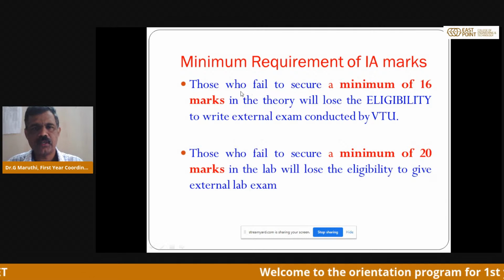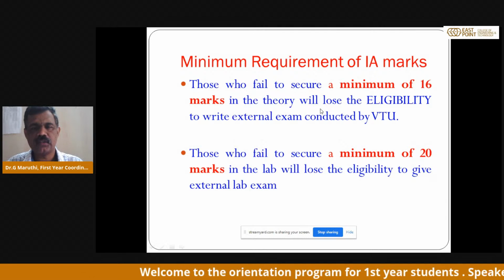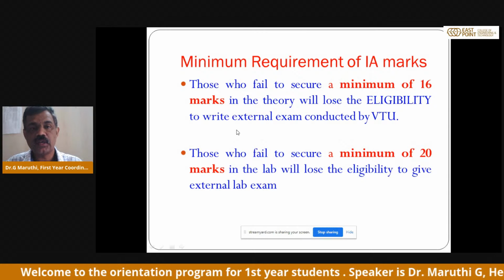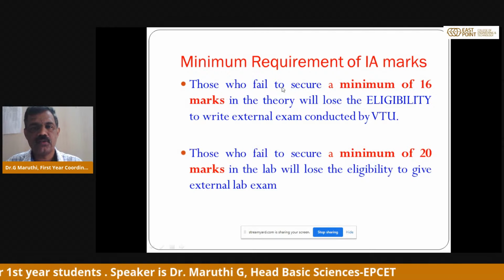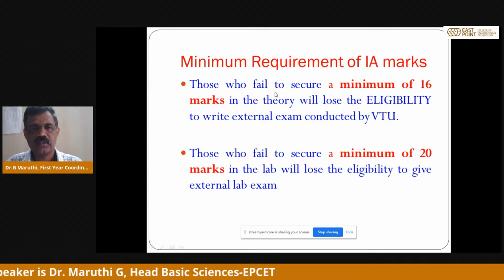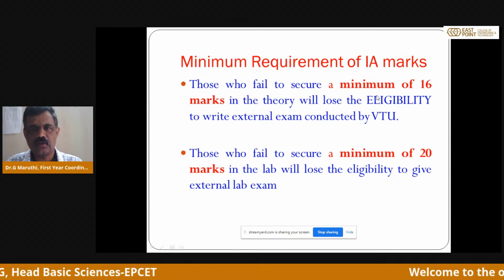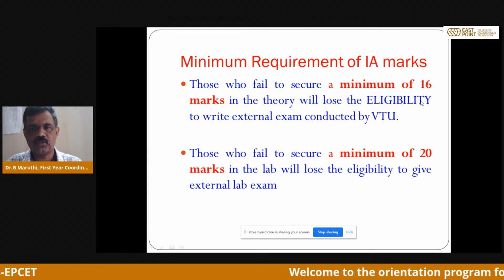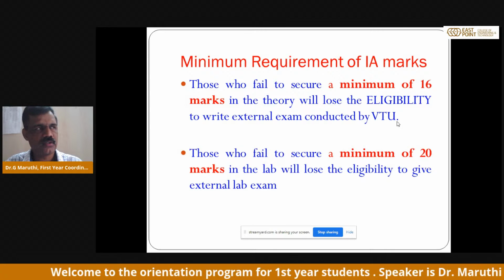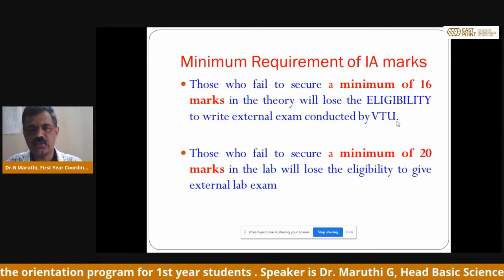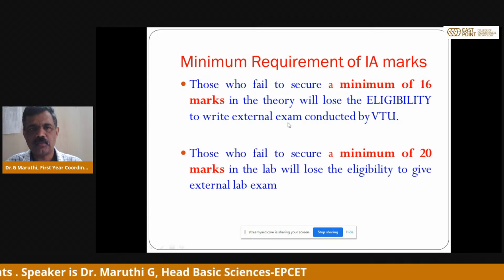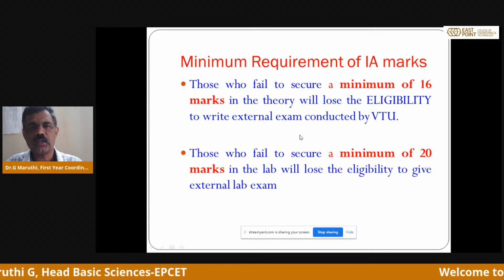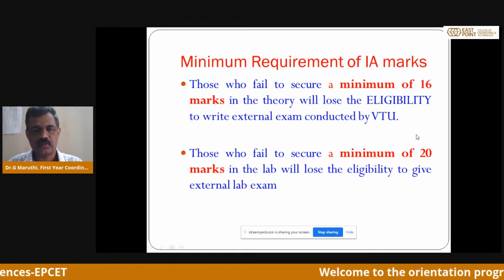As I mentioned in the beginning itself, those who fail to secure a minimum of 60 marks in the theory will lose the eligibility to write the external exam conducted by VTU. This is very, very important. You need to be aware of it. Say for example, in a physics subject, out of 40 marks, a student failed to get 16, he has scored only 15. Then you will be declared as NSSR, not satisfying sessional requirement. Once you are declared as NSSR in a particular subject, you will not be allowed to write the exam in that particular subject.